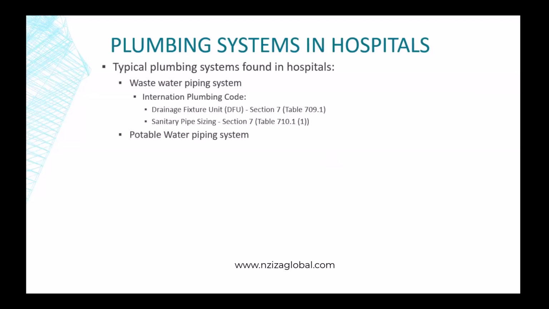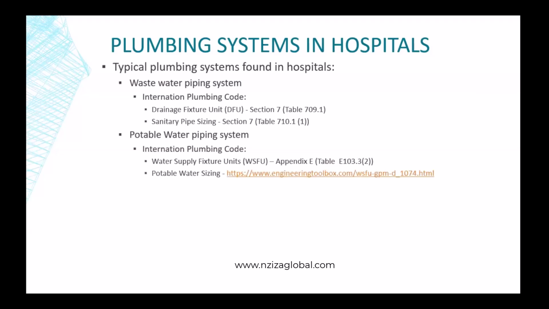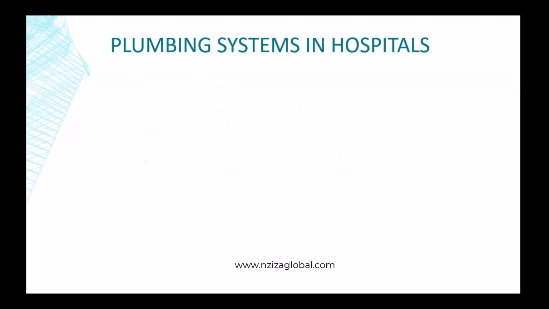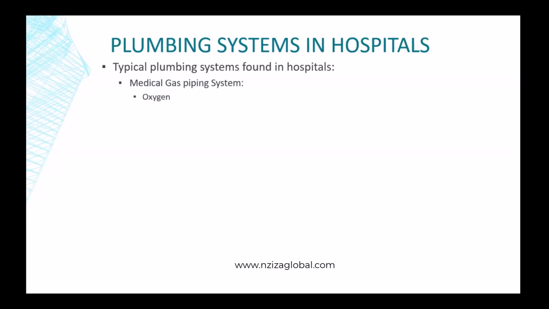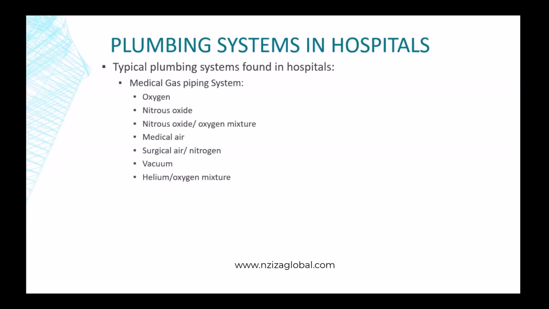Next, the potable water. We will refer to the International Plumbing Code again, specifically the water supply fixture units, the potable water sizing, the potable water pipe sizing, right? Along with that, we'll also talk about the medical gas piping systems, technically talking about oxygen, nitrous oxide or oxygen mixture, the medical air, surgical air or nitrogen, vacuum, as well as helium and oxygen mixture.